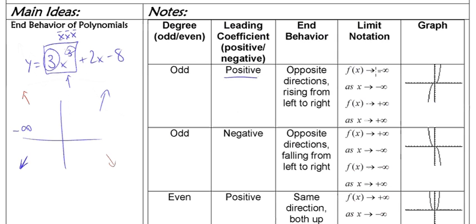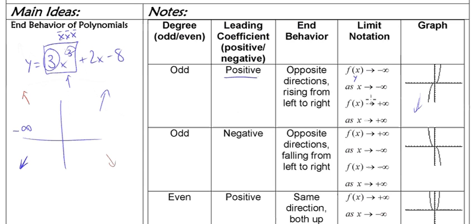So how we would read this limit notation, this fourth box here, is that it says that f of x, and that's kind of y, will approach negative infinity. So it's going to get lower and lower and lower as x gets more and more negative. So the farther left we go, the more negative x gets, the farther down y is going to be.